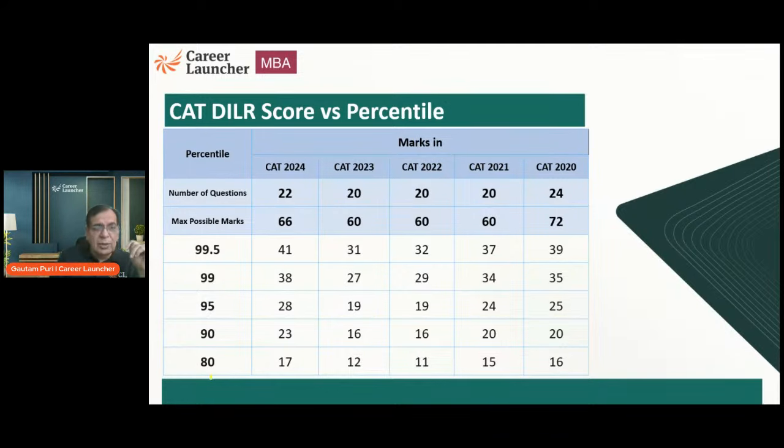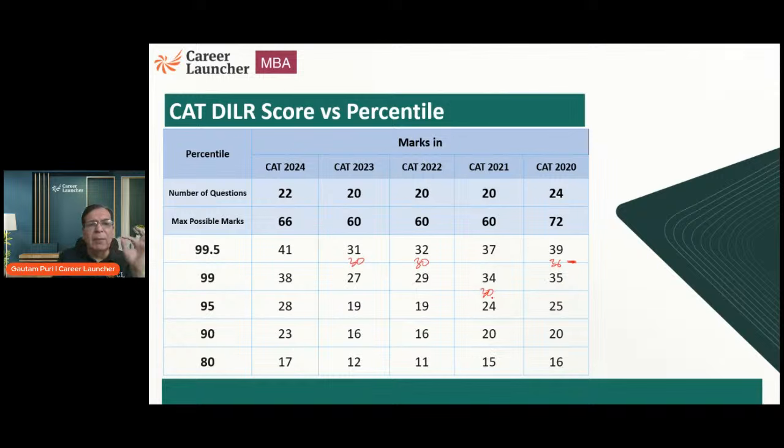Okay. Now, if you look at the last 5 papers of CAT, CAT 2020 had 24 questions of 72 marks. 50% would be 36 marks, which would be above 99 percentile, where 99 was 35. Similarly, CAT 21, 22, 23 were 60-mark papers. So 30 marks would be 50% marks.